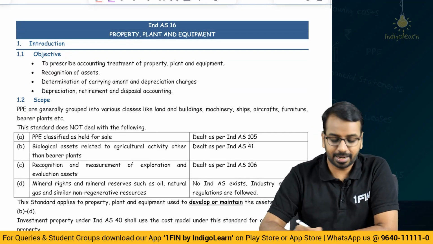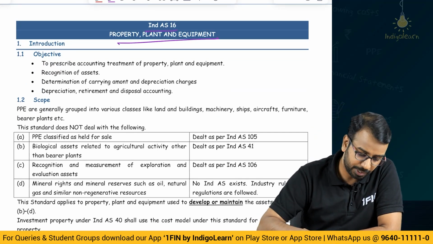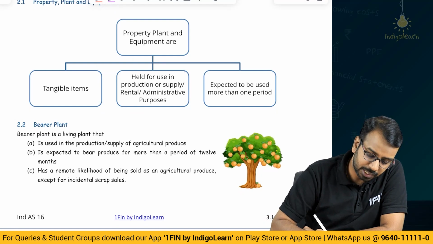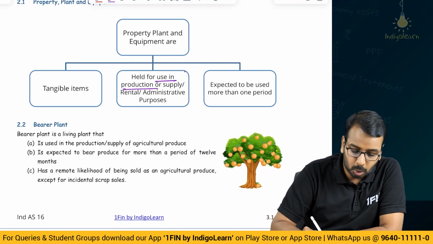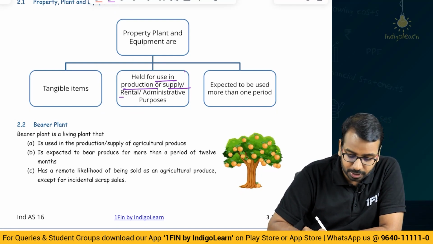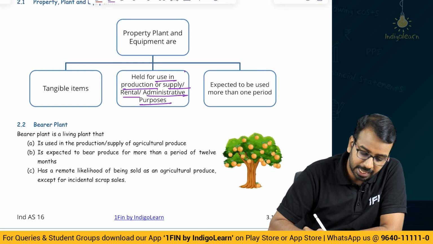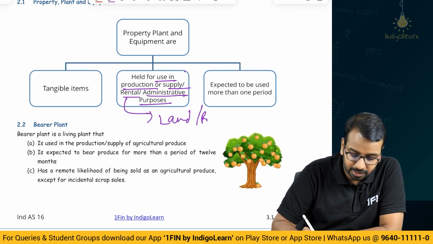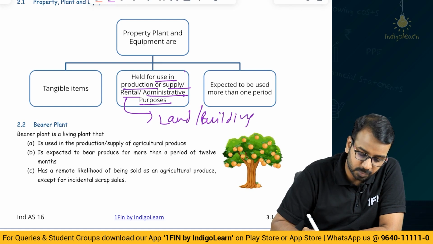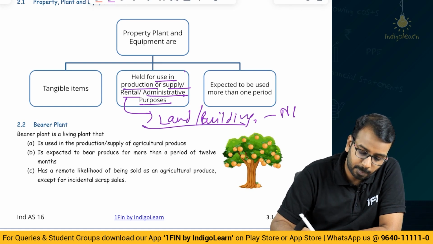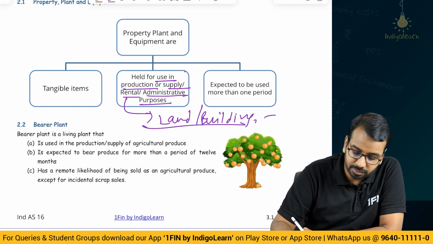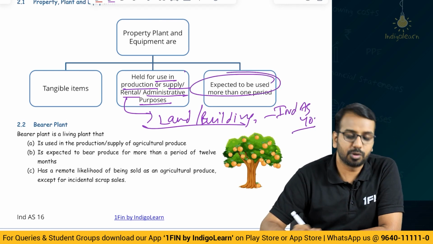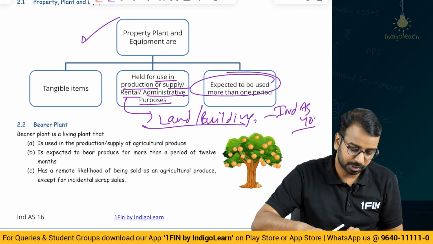Then moving on to the next standard, which is Ind AS 16 on property, plant and equipment. Now, as far as property, plant and equipment are concerned, they are the items which are held for use in production or supply of products or for rental or administrative purposes. Rental of your land building component which is held as investment property will be covered by Ind AS 40, and it is expected to be used for more than one period. You can just remember the definition.